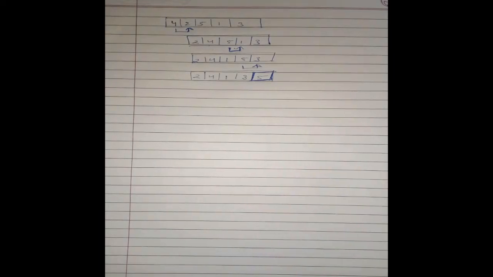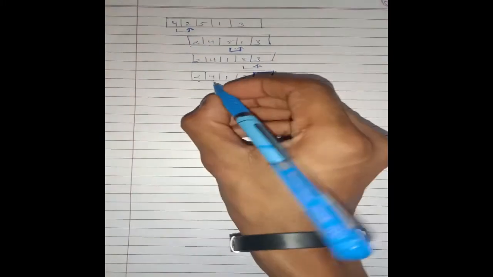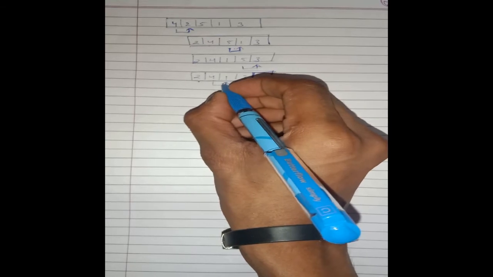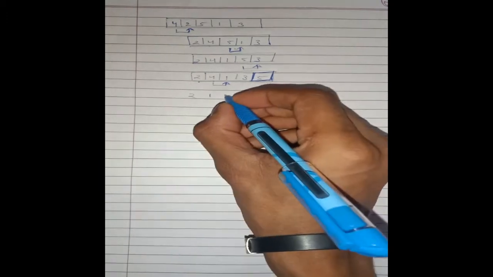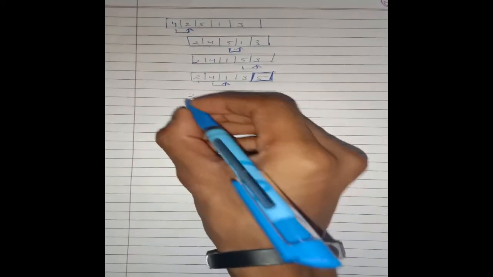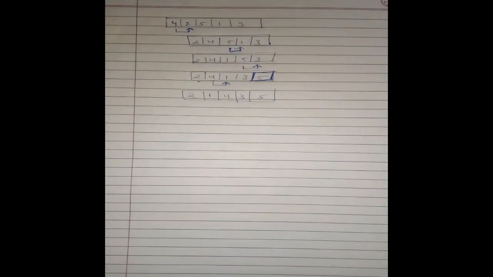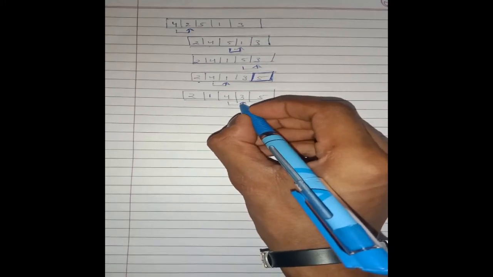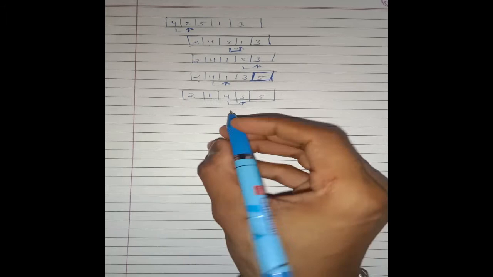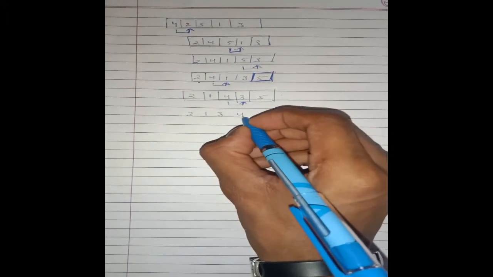Now again we will repeat the same cycle, and again we will see the swapping. For example, between 2 and 4 it's fine, so we will not swap it. Now in the next one we can see that 4 and 1, 1 is less than 4, so we will swap it. 2, 1, 4, 3, 5. Now we can see 4 and 3. 4 is greater than 3, so we will swap it. 2, 1, 3, 4, 5.